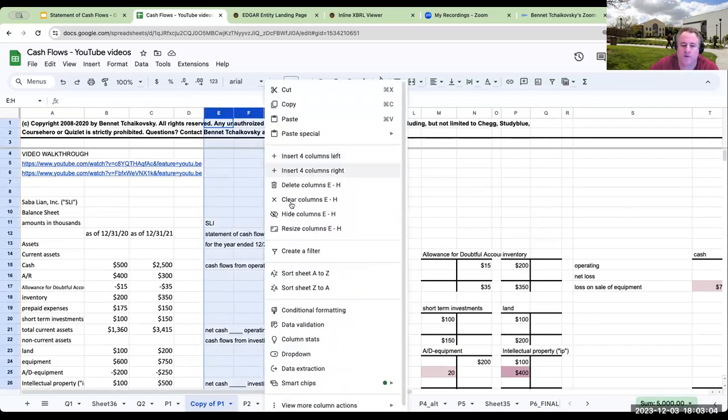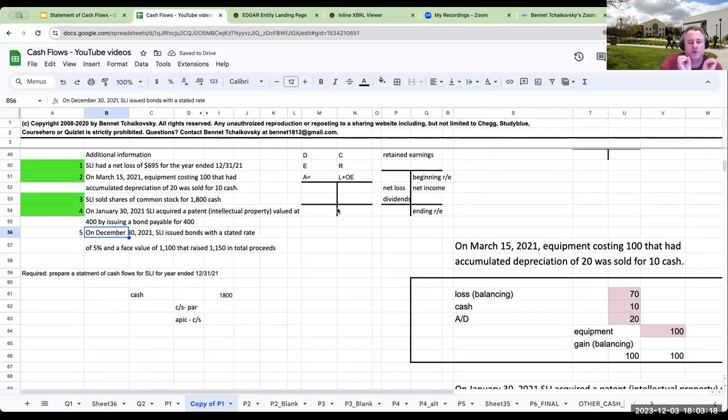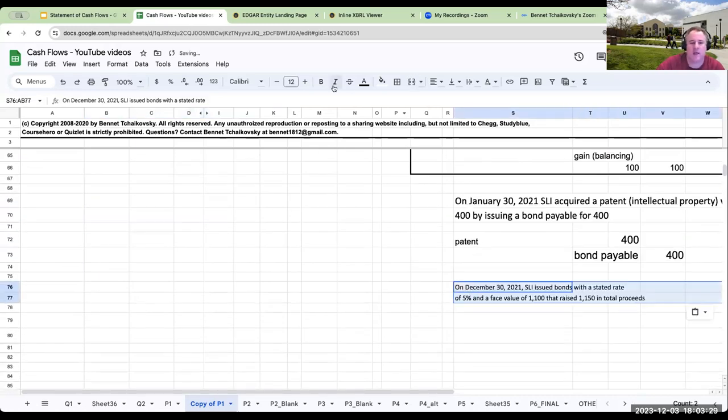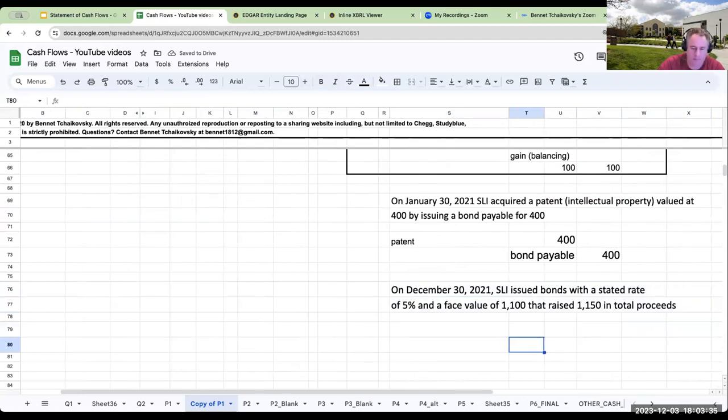So let's now go over here to our next item, which is number 5. And this is why, again, this particular exam is such a great review for everything. I issued bonds with a stated rate of 5%, doesn't matter, and a face value of $1.1 million that raised $1,150,000 in total proceeds. Whenever I'm dealing with a bond, I'm always going to show the bond at its face value, right? So I'm always going to show this over here at the face value.